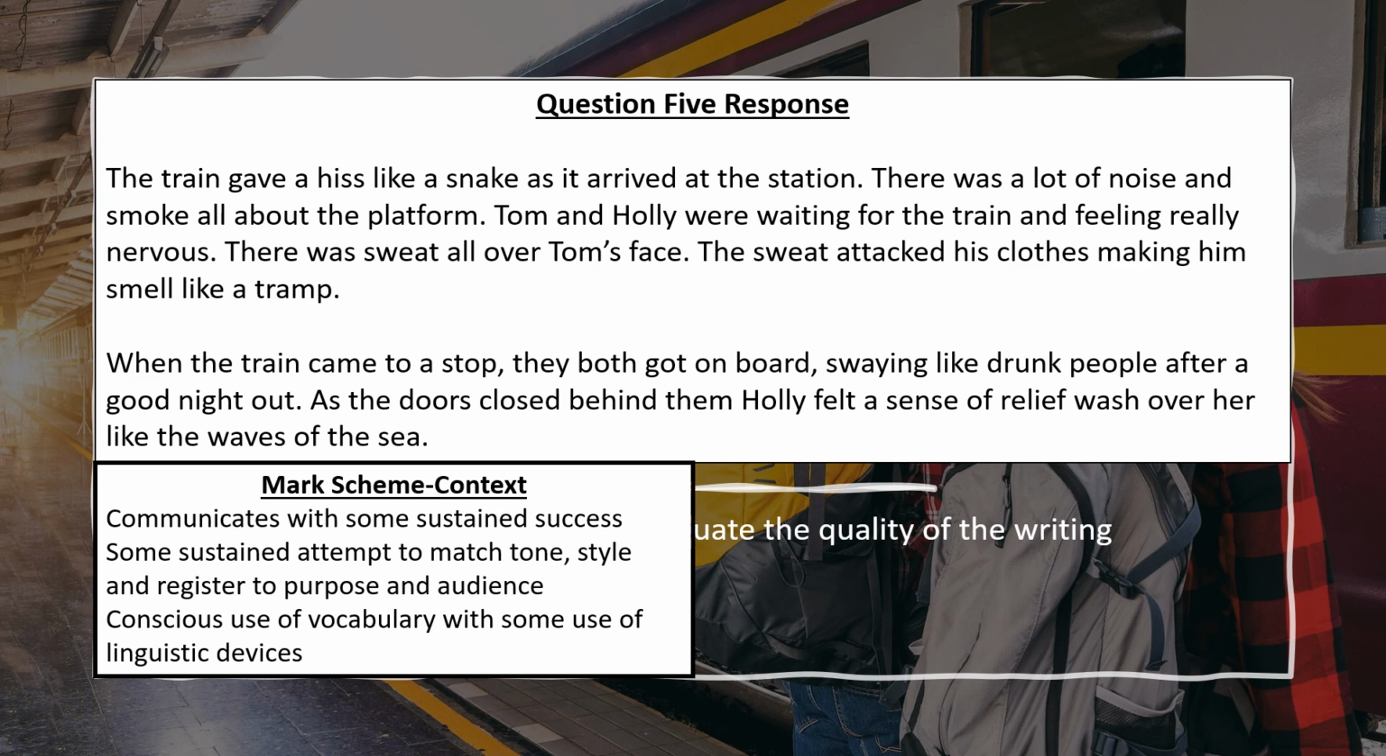And one of the big problems we have with English teachers is that when we create things like mark schemes, we use a lot of very technical language, so it can be hard to understand specifically where the marks actually come from. So if we look at the one for content then, it says communicate with some sustained success. So basically this comes down to, have you communicated properly? Does it make sense? Some sustained attempt to match tone and style and register to purpose and audience. So does it actually match the image? Does it sound like something suitable that someone would write in relation to the actual stimulus you've been given?